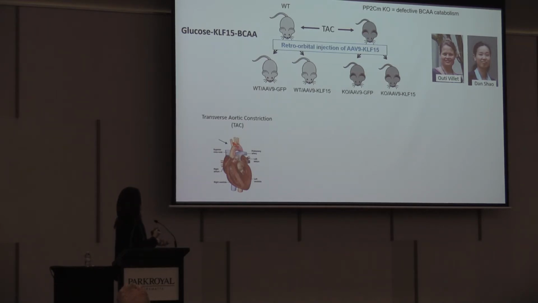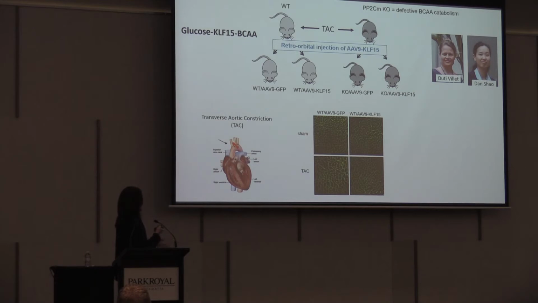If our hypothesis is correct, in the wild-type animal, KLF15 expression will be restored and BCAA catabolism will be normalized, the mTOR activation will be suppressed, and the hypertrophy should be reduced. Which is the case, as we see here. This is 4 weeks after TAC, and you can see the wild-type GFP-treated animals have a significant increase in myocyte cross-sectional area, and if we overexpress KLF15, we don't see that.